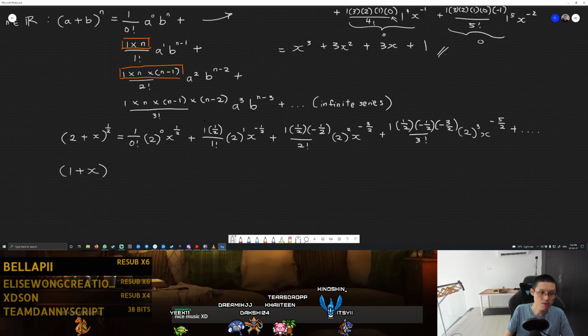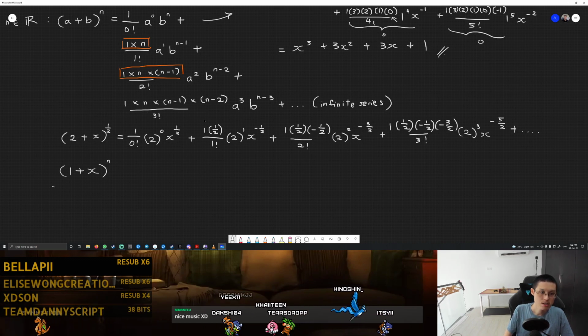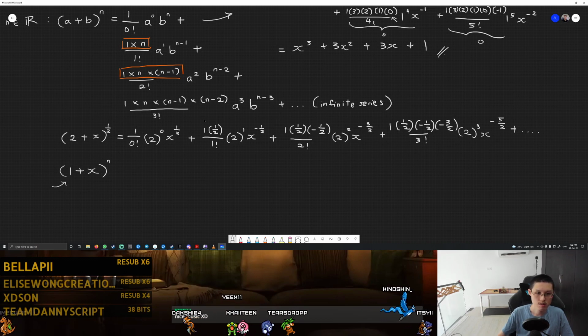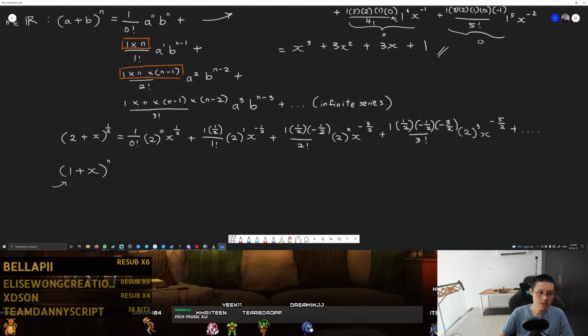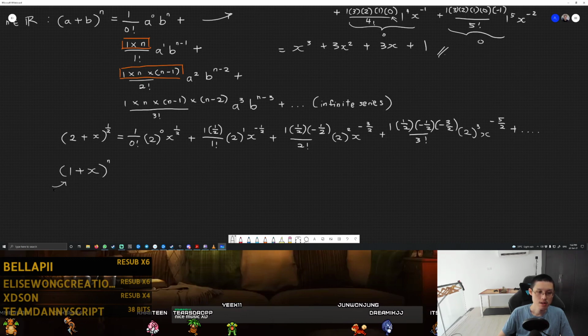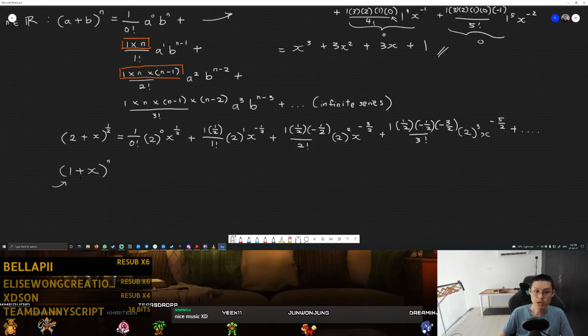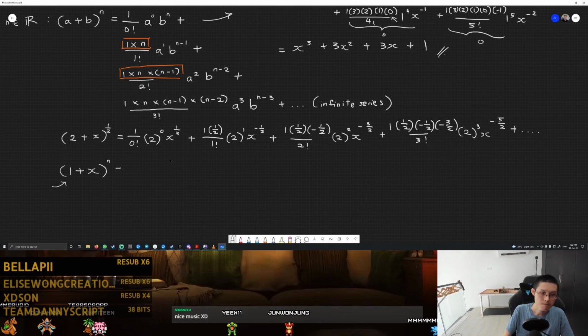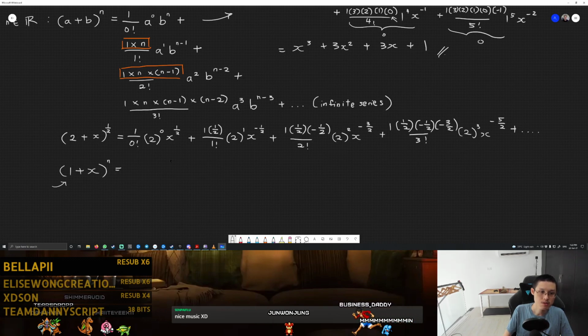But instead, what they would give you in the data booklet kind of looks like this: 1 plus x to the power of n. So they've actually simplified it so that the first term in the binomial expansion is the 1. And it is highly recommended that you do that as well, because it makes the calculation a lot easier. So you see that in the book, it gives you something like 1.